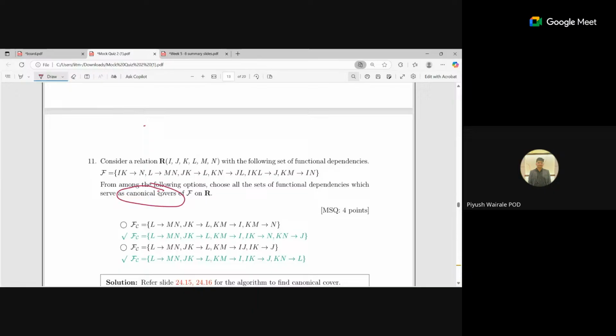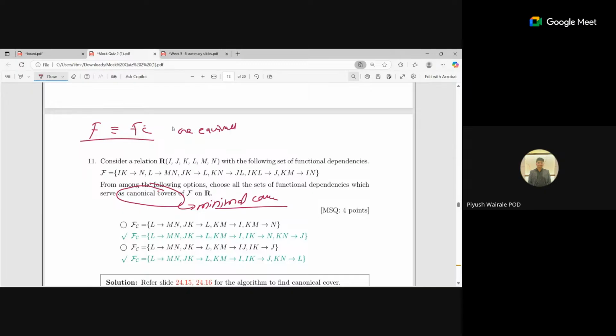We can say canonical cover is basically a minimal cover as well. It is a set of minimal dependencies, where the closure of FC would be the same as the closure of the original F. It means F and FC are equivalent.